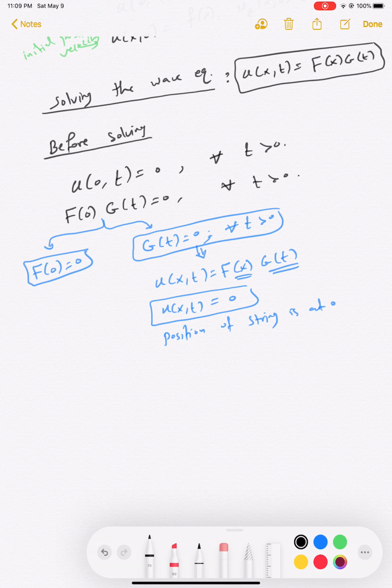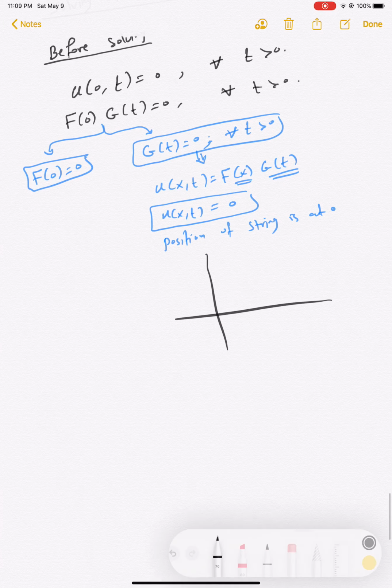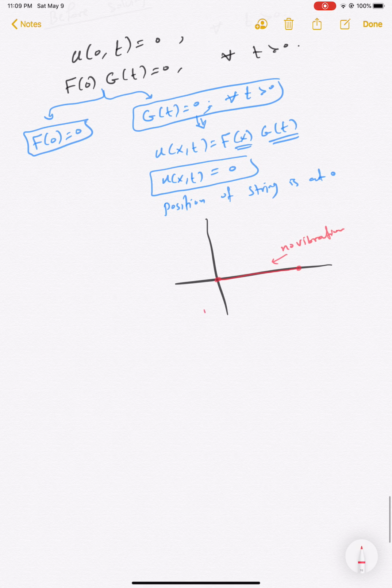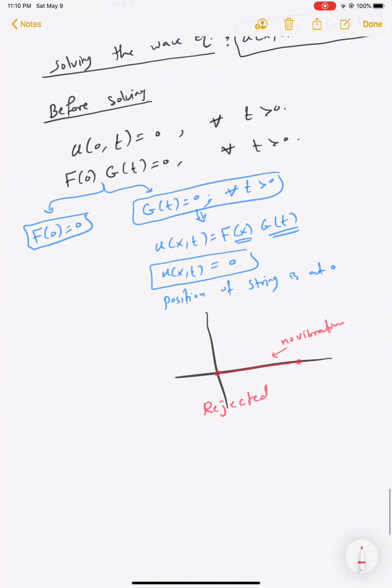What does it mean? It means that you are studying a vibrating string whose position is always like this. So basically there is no vibration. In fact, for us this case, g(t) equals 0, is rejected. There is no way g(t) is equal to 0 for all t. So the condition that u(0,t) equals 0 implies either f(0) equals 0 or g(t) equals 0 for all t. G(t) equals 0 for all t is rejected. It cannot be true because then there is no motion, there is no vibrating string.